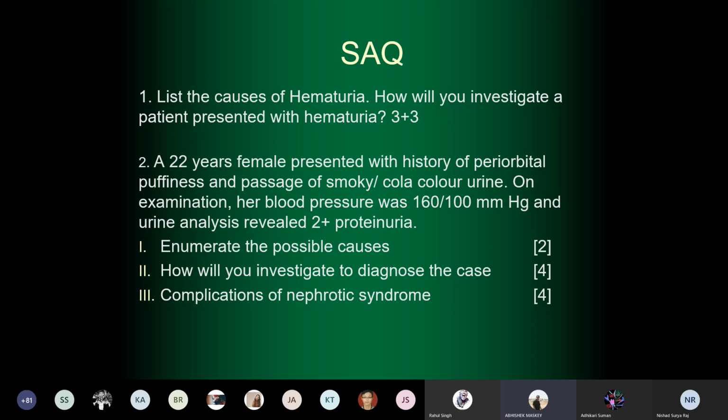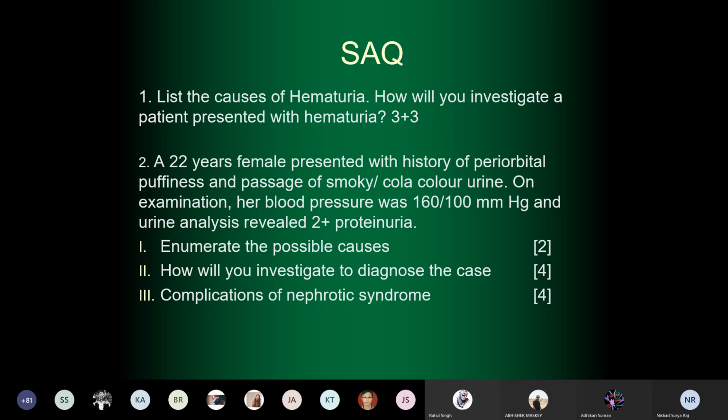How will you investigate? You have to do a urine routine. Sometimes it is due to bleeding disorders. Whether the patient is suffering from post-streptococcal glomerulonephritis, PSGN, then maybe you have to do ASO titers, or maybe you have to do USG, maybe X-ray, CT scan to see the stones, right? So many things you can investigate.